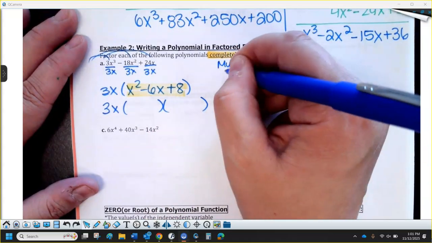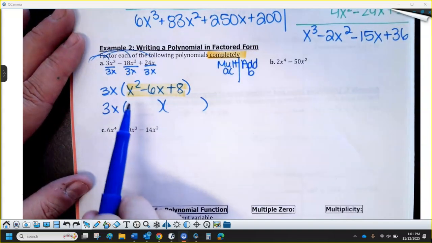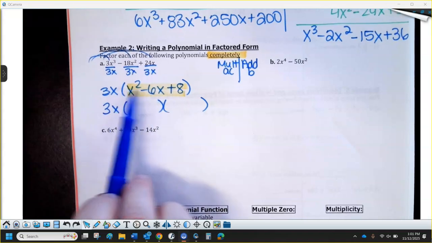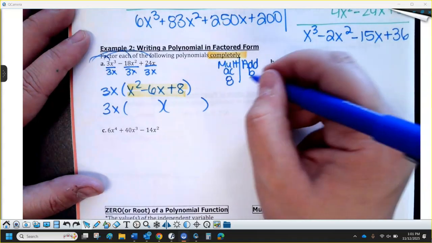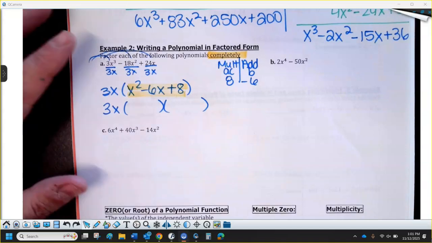So it's multiply A times C, add to B. In this particular one, I'm just looking inside the parentheses. So my A value would be 1, my C value would be 8. So I would want two numbers that would multiply to get 8, and then add to get the B value, which is just that negative 6 attached to the x.